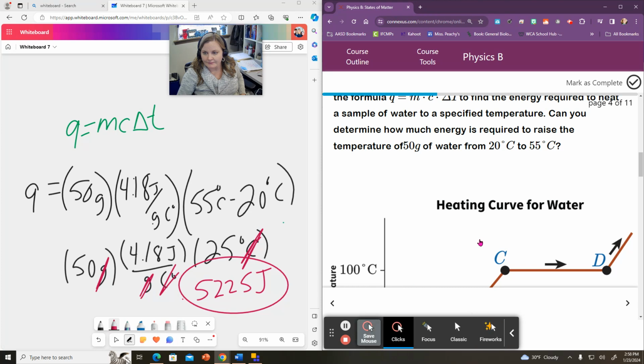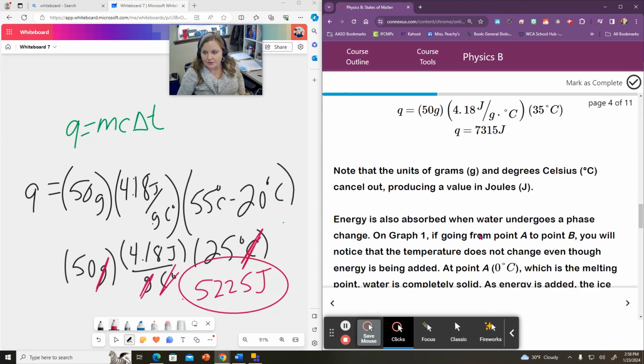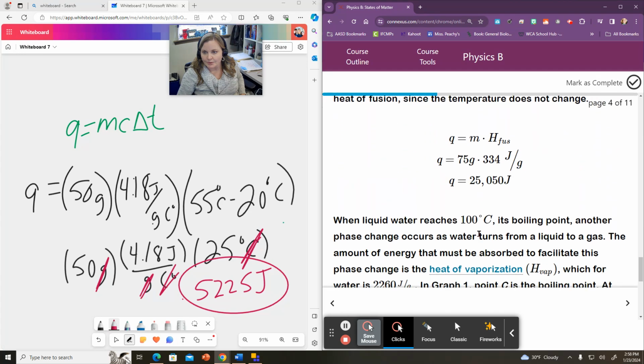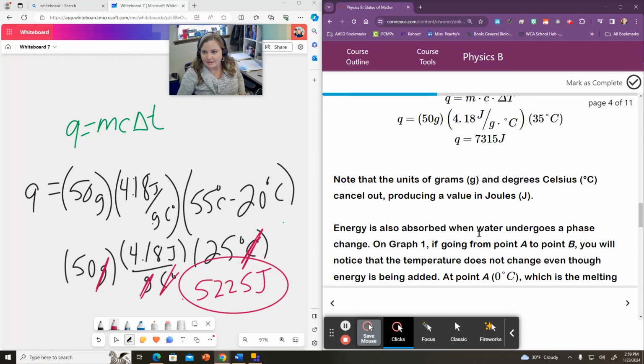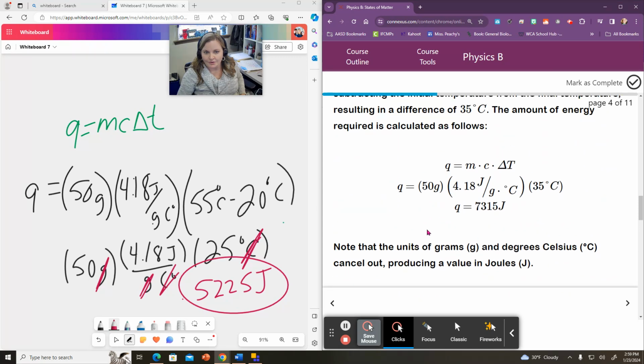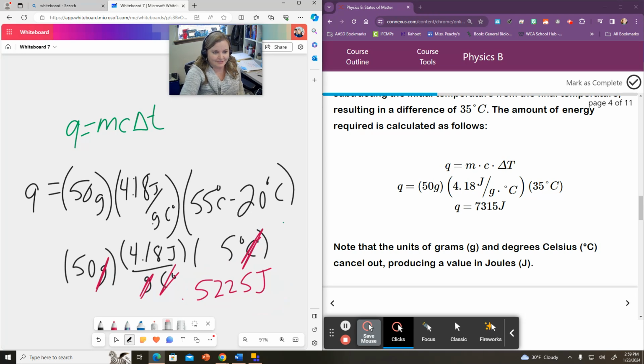Okay, so let's see what it says here. Let's see what it says for an example. Does it give me the answer? It would have, but I can't do math, so we're gonna go back and change this to 35 because I just did that wrong. Okay, so let's try that again. Let's see. Yeah, 7,315. There we go.